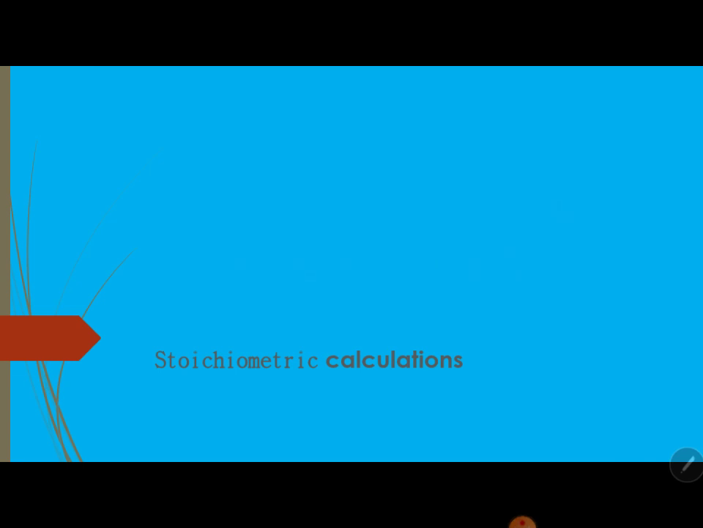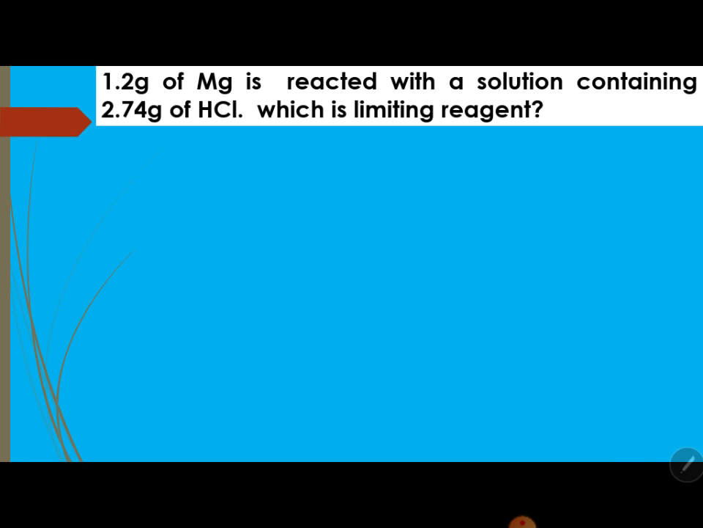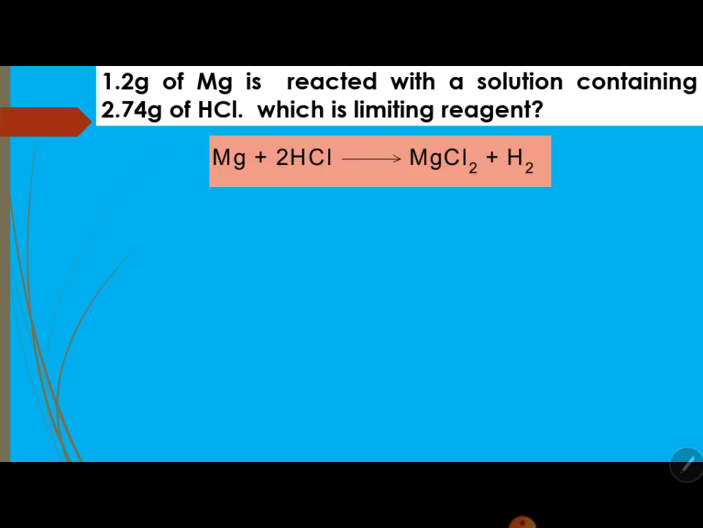In this video, I will explain one example regarding limiting reactant. First is the question. 1.2 grams of magnesium is reacted with a solution containing 2.74 grams of HCl. Which is the limiting reagent? This is the balanced chemical equation for the reaction. According to the equation, magnesium reacts with HCl to give magnesium chloride and hydrogen.